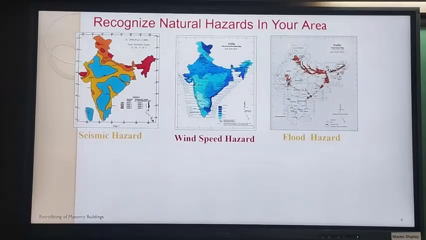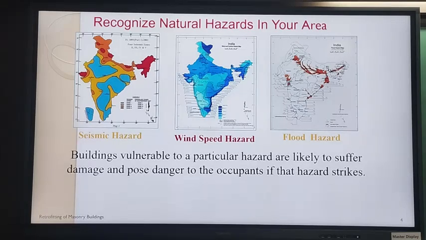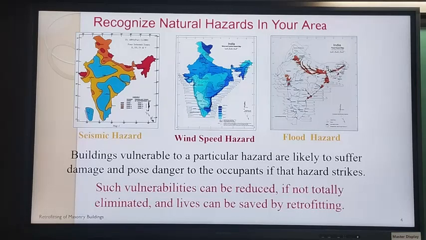All right, now, you have seen some of these maps. I talked about this flood hazard map. Very small areas are shown to be flood prone, but today things have changed. But anyway, these maps indicate where you are and what kind of hazard you have. So you can decide whether you're vulnerable or not.